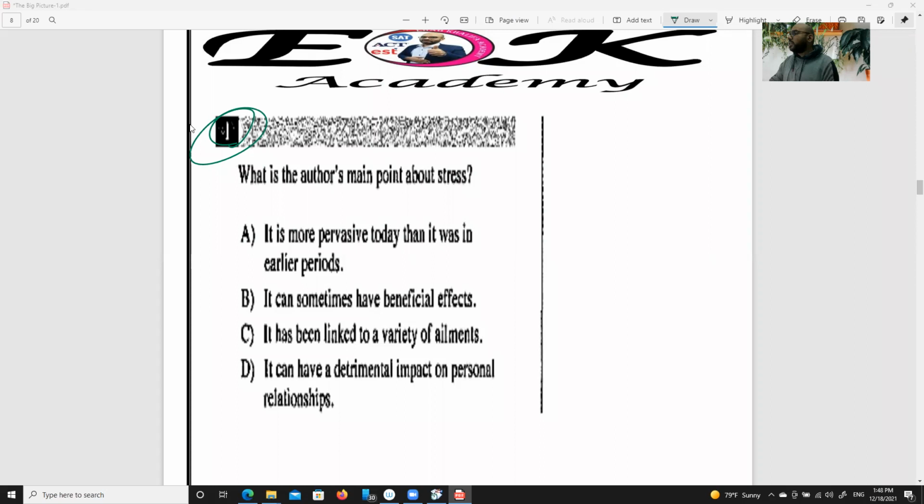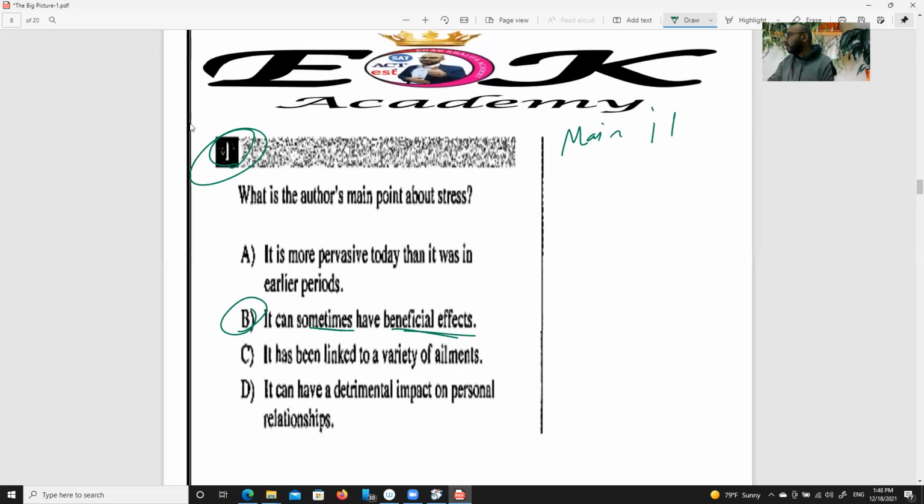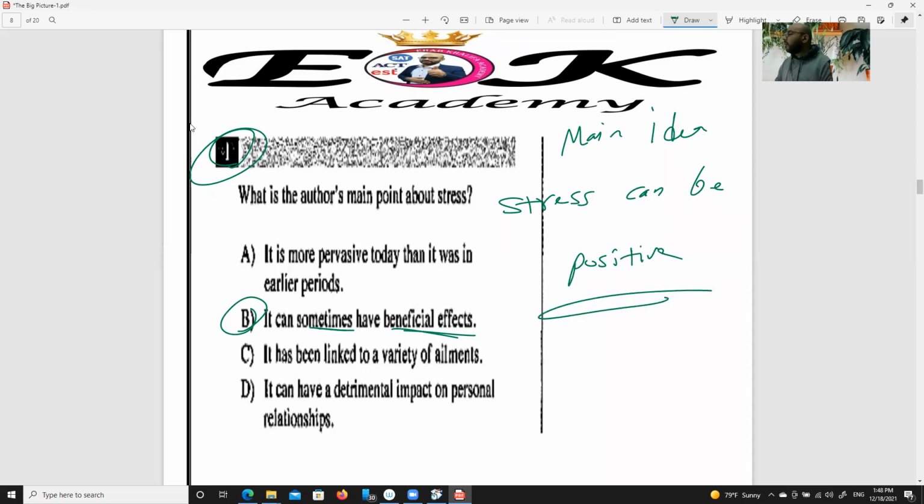Of course the answer is B, that it can sometimes have beneficial effects. Didn't we say that the main idea is stress can be positive, can be good, can be beneficial? So yeah, it responds with B, of course.